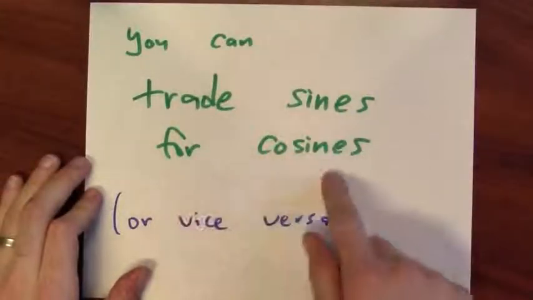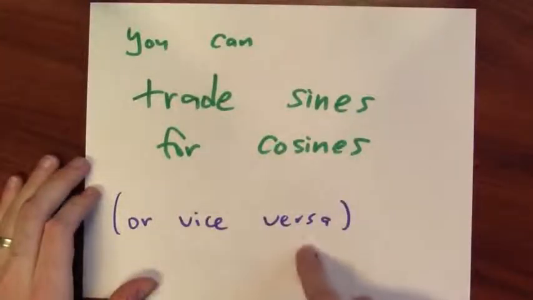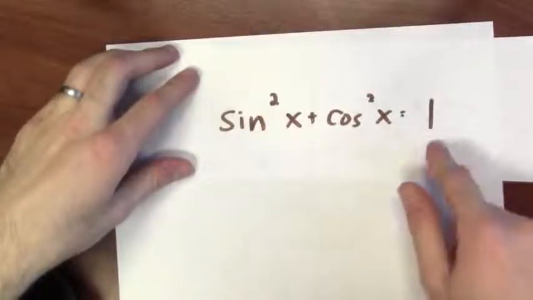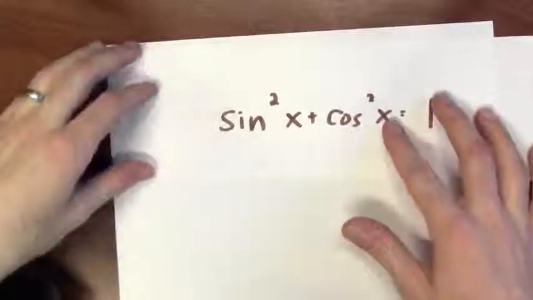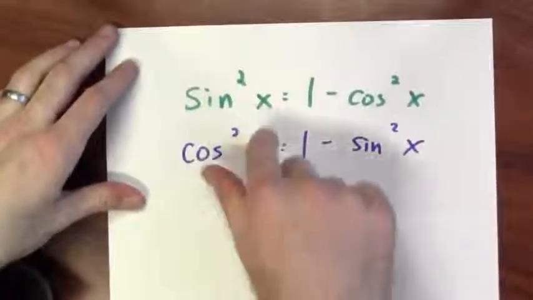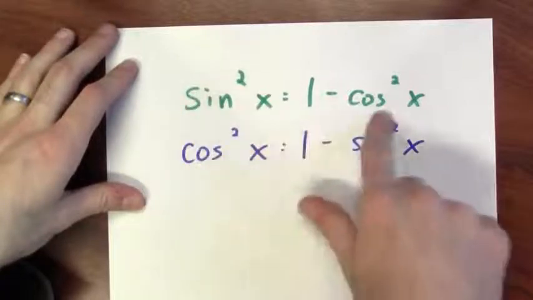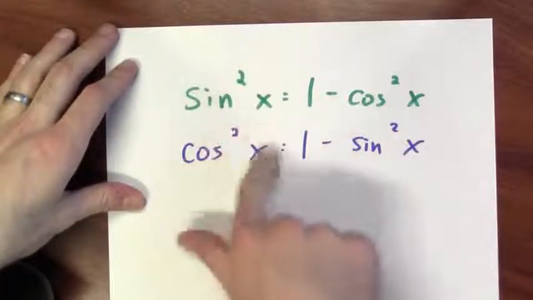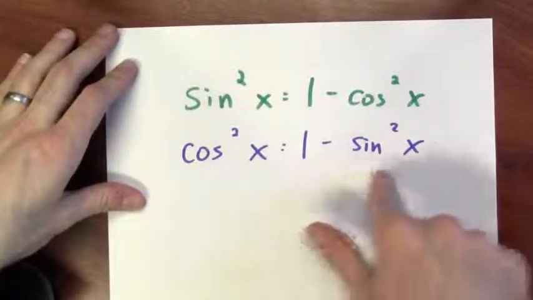When you're integrating powers of sines and cosines, I've got a motto for you to remember. You can trade sines for cosines or vice versa. How so? Well, since sine squared plus cosine squared is 1, that's the Pythagorean identity, I can use this to get these two facts: I can replace sine squared x by 1 minus cosine squared x, and I can replace cosine squared x by 1 minus sine squared x. This is often useful. Let's try making some trades.